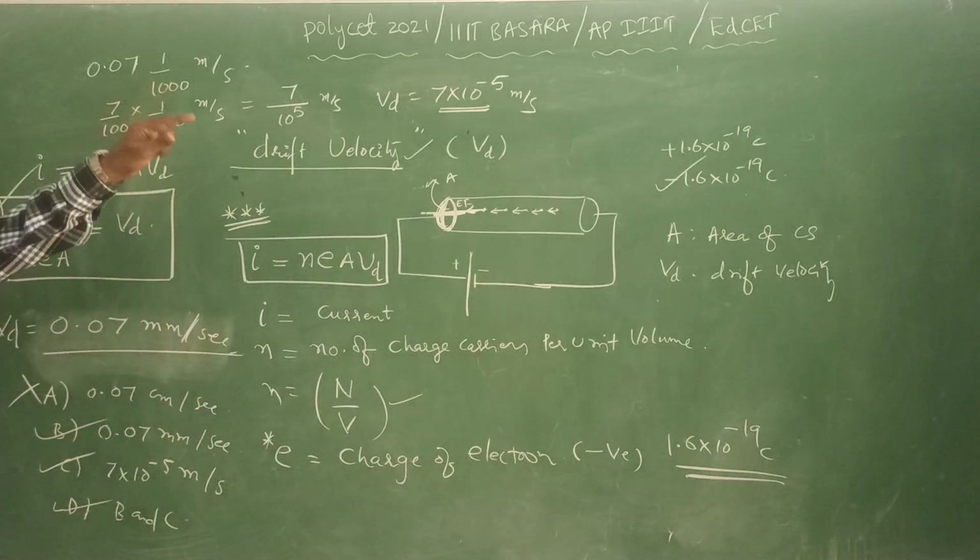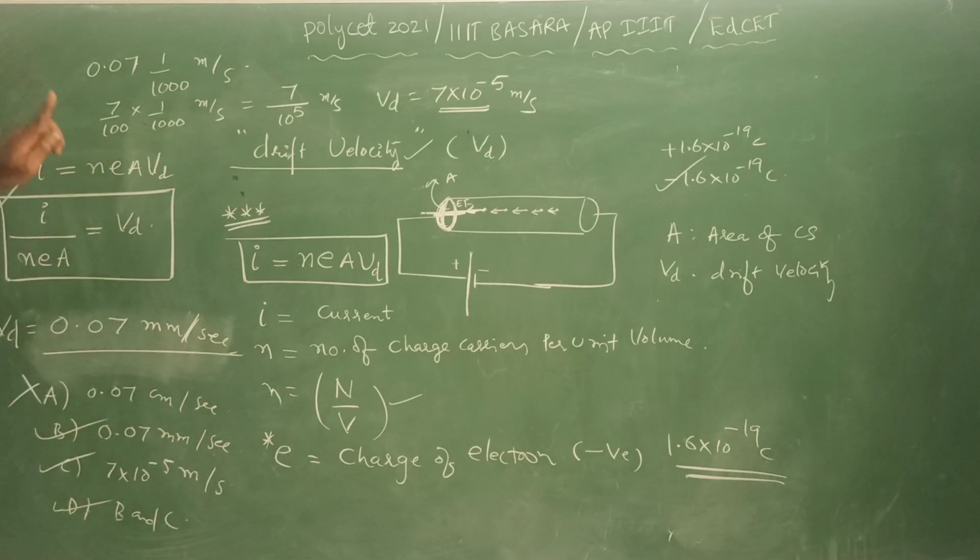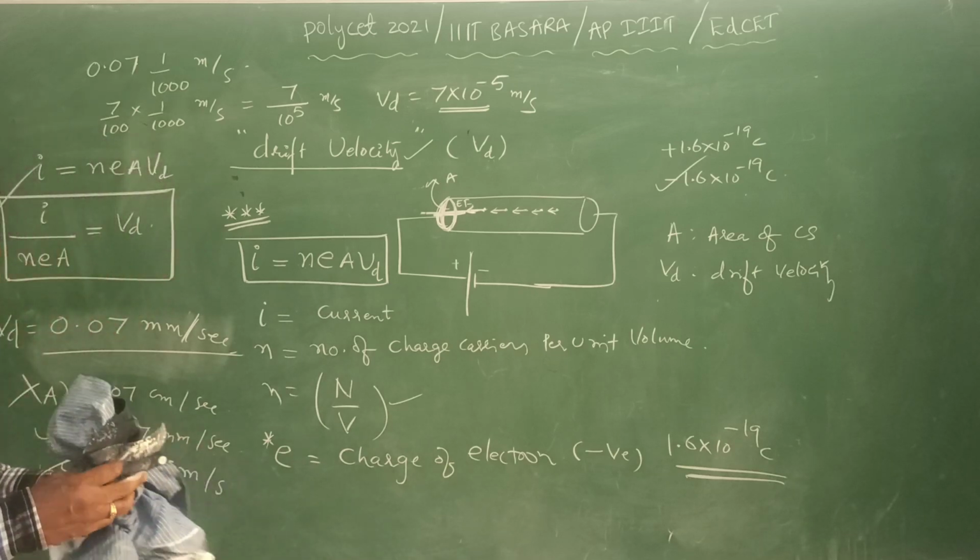You can make a note of any important points. The charge of electron is very important. And drift velocity for copper is 0.07 millimeter per second or 7 into 10 power minus 5 meter per second, both are correct. And this formula, I equals NEA into drift velocity. All these are very, very important formulae for the exam, right?